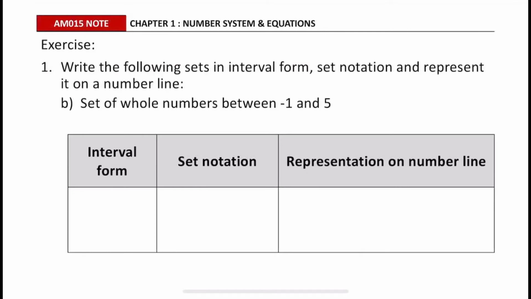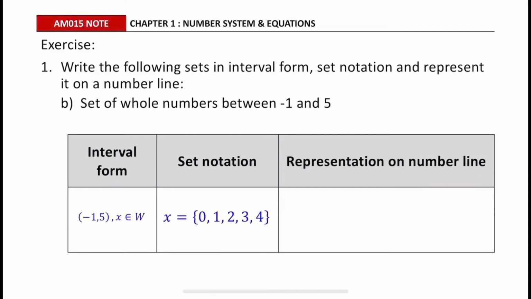Question B is set of whole numbers between -1 and 5. Because of the word between, we know that -1 and 5 are not included. Therefore, the interval is an open interval, -1 to 5. However, we must define x as an element of whole numbers. In fact, the whole numbers included are 0, 1, 2, 3, and 4. But in set notation, we must write it with the curly bracket.